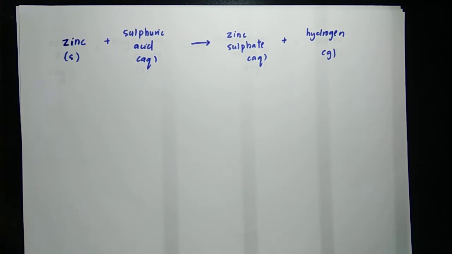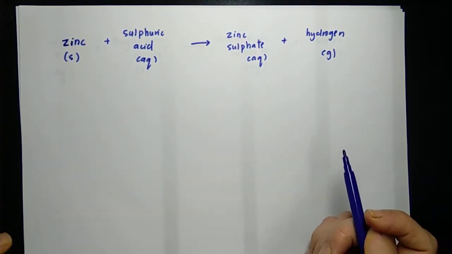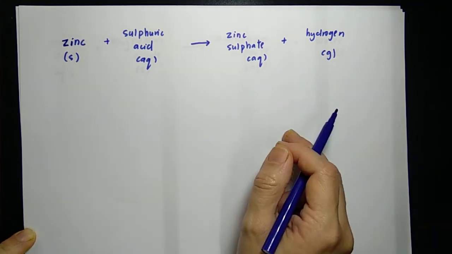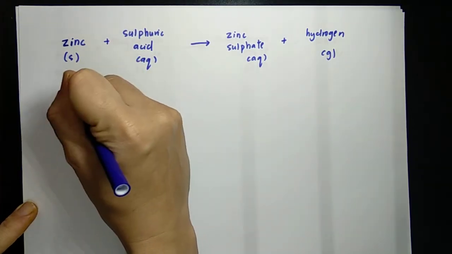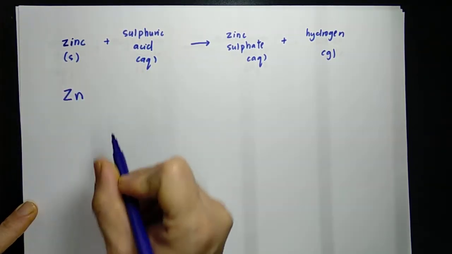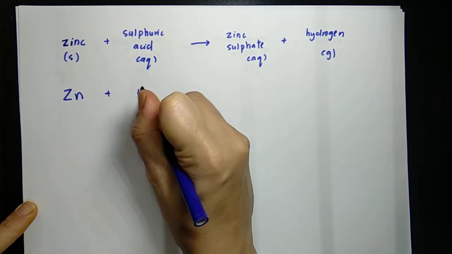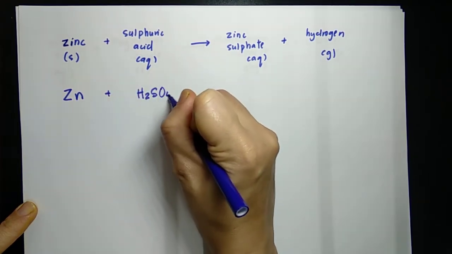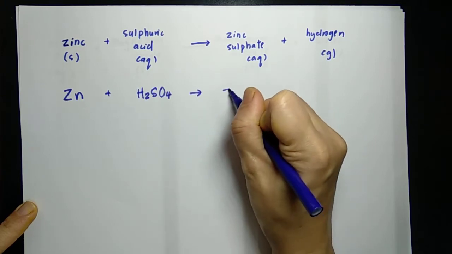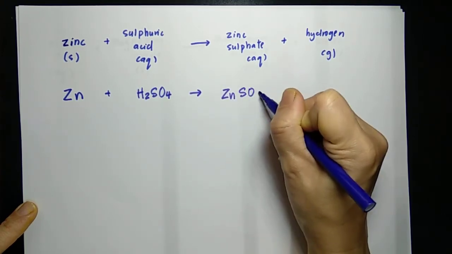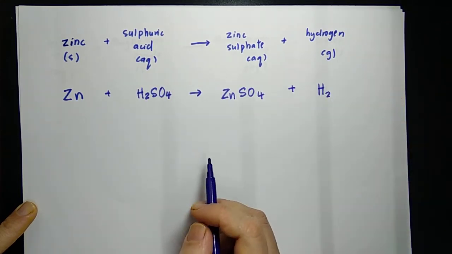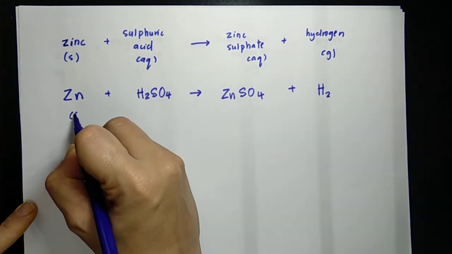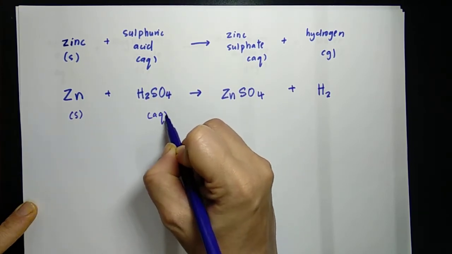You can actually pause the video and do the equation first, and then unpause the video. So this is zinc plus sulfuric acid. You get zinc sulfate and hydrogen gas. Zinc is an element, just Zn. Sulfuric acid, H2SO4. Zinc sulfate, ZnSO4, and hydrogen is a gas. Now this equation is already balanced. You can add in the state symbols if you want.